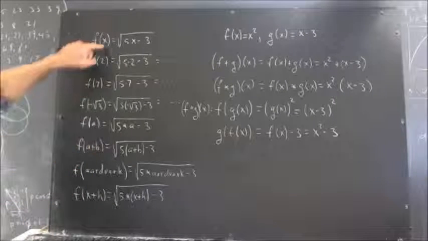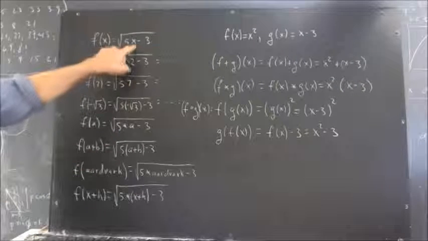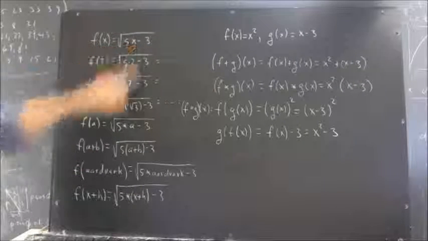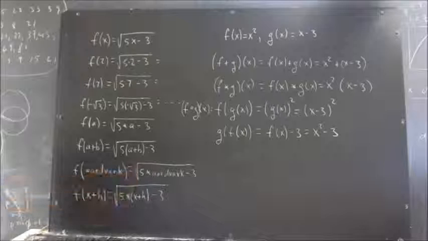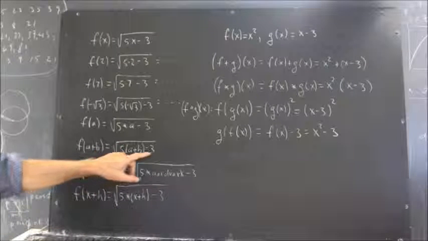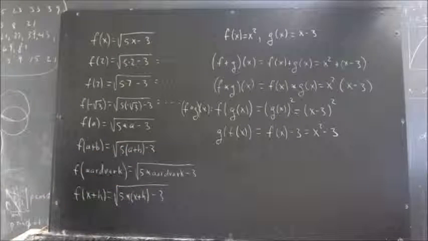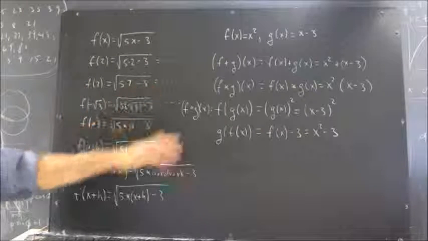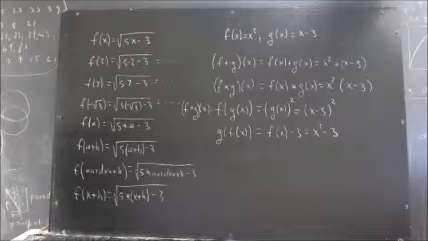Okay, what is f of a plus b? We replace x by a plus b. That means here's x. That has to be replaced by the quantity a plus b. So we have 5 times the quantity a plus b minus 3. That would be, of course, 5a plus 5b minus 3 under the square root sign.